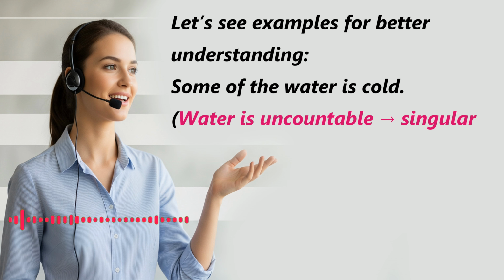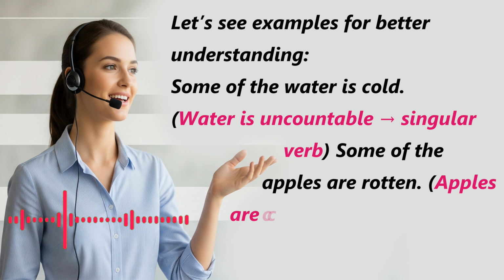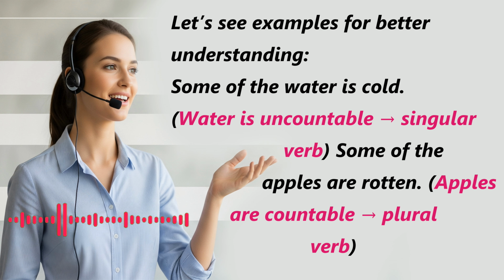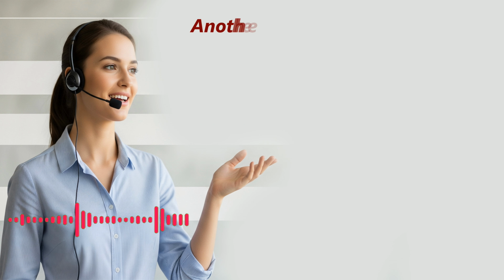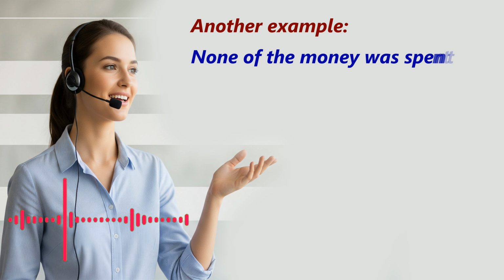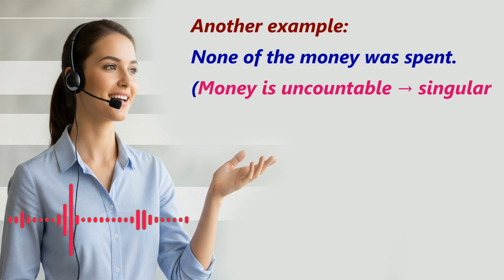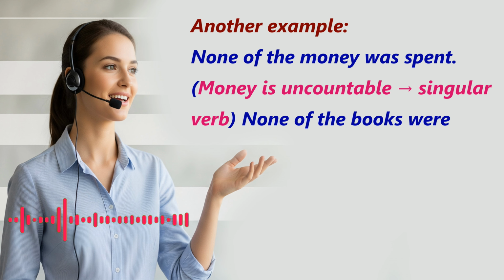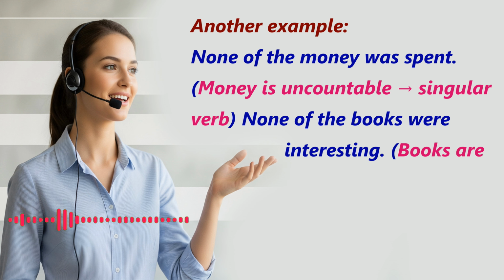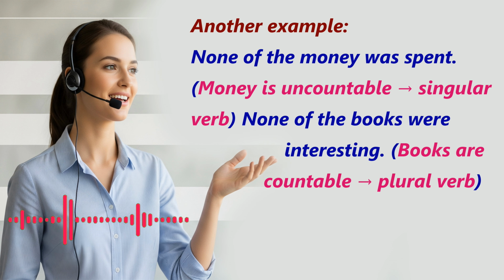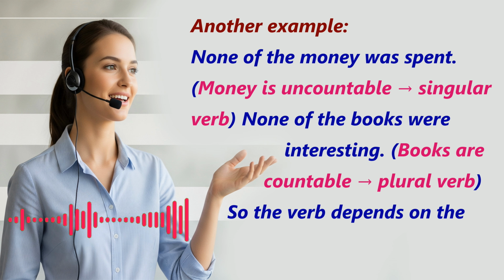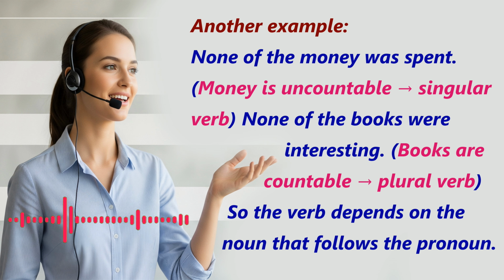Some of the water is cold. Water is uncountable, singular verb. Some of the apples are rotten. Apples are countable, plural verb. Another example. None of the money was spent. Money is uncountable, singular verb. None of the books were interesting. Books are countable, plural verb. So the verb depends on the noun that follows the pronoun.